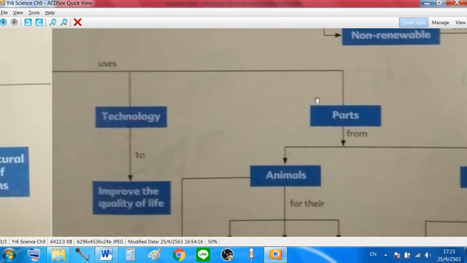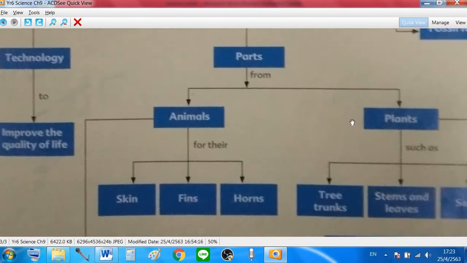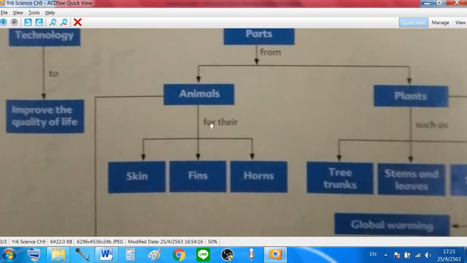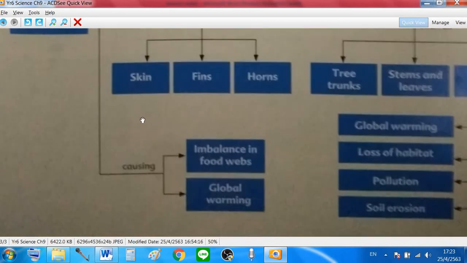And also, man uses parts from animals and plants. The parts from animals are their skin, fins, and horns. And we use those for many things: clothing, medicines, food. And this use causes imbalance in food webs. So if we kill an animal for its skin, we affect the food web, and all the animals in the food web can be affected. And global warming. The use of animal parts does contribute to global warming.